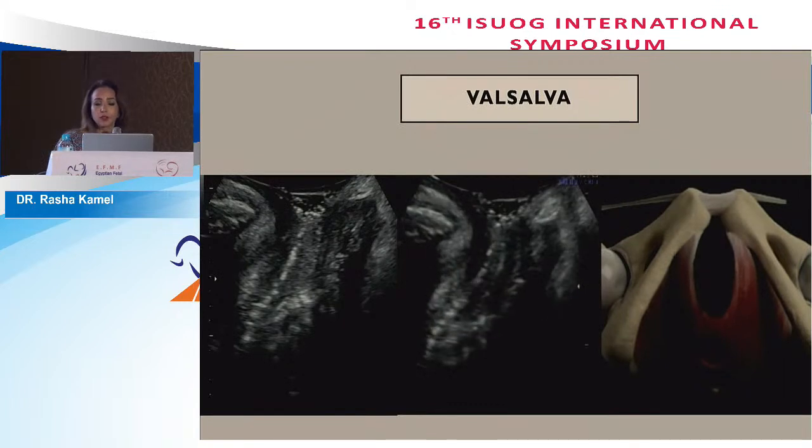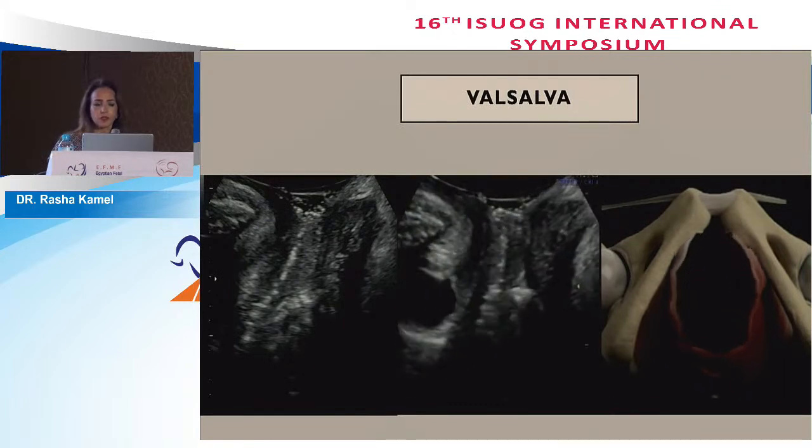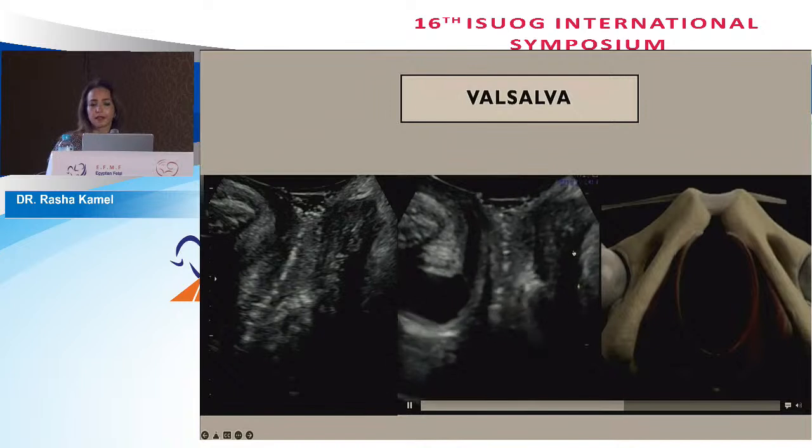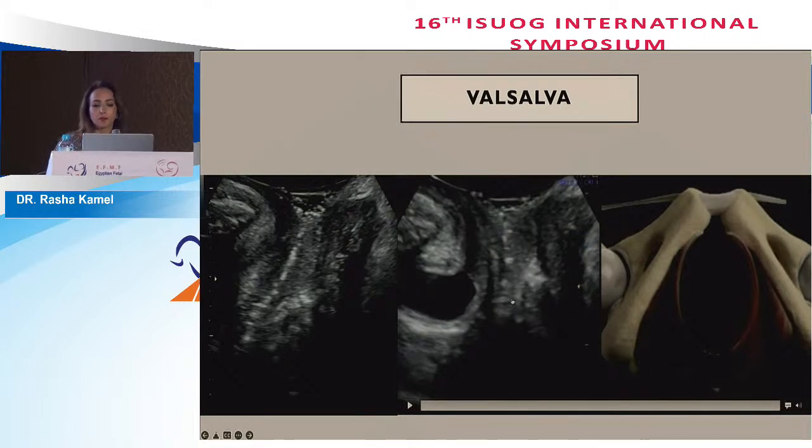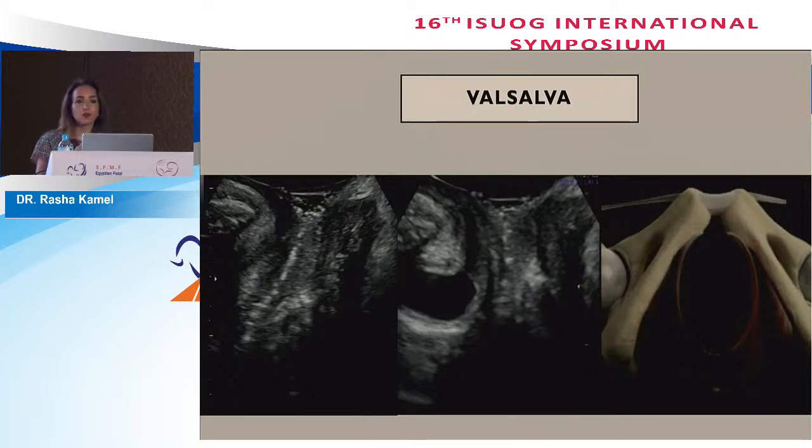On valsalva, actually the reverse should happen. As you can see here, the levator hiatus is expanding, the distance here widens, and the pelvic organs, instead of being sucked up anteriorly towards the symphysis pubis, they're actually pushed posteriorly towards the anal canal and the puborectalis. So this is how we assess that the pelvic floor muscles are intact, if she's properly contracting or if she's properly pushing down.